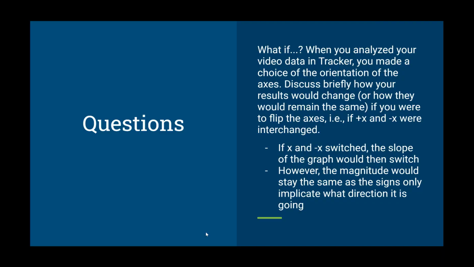One of the questions that we had in this lab was a what-if question, and it states: when you analyze your video data in Tracker, you made the choice of the orientation of the axes. Discuss briefly how your results would change or how they would remain the same if you were to flip the axes, or if the positive x and negative x were interchanged. And all that would happen if the x and negative x switch would be that the slope of our graph would then also switch for our data. However, the magnitude would stay the same, as the signs only indicate what direction it is going in.